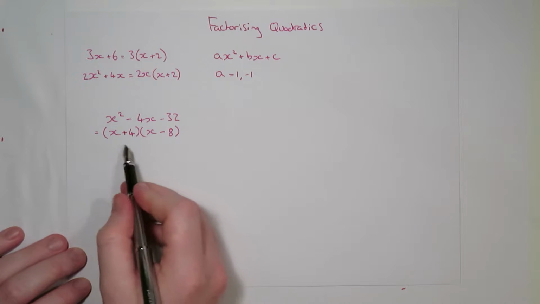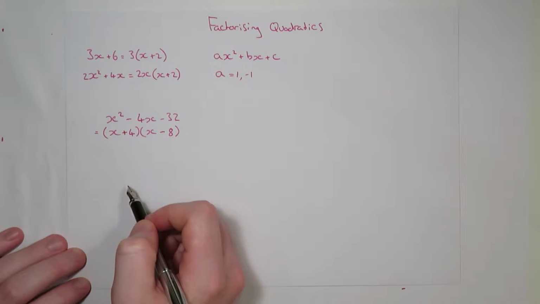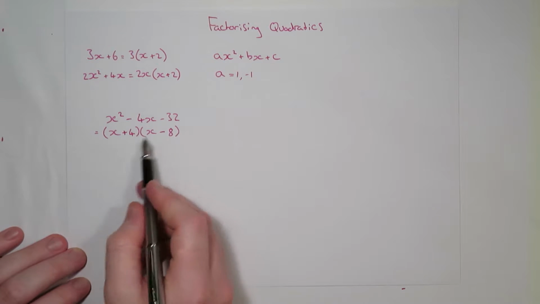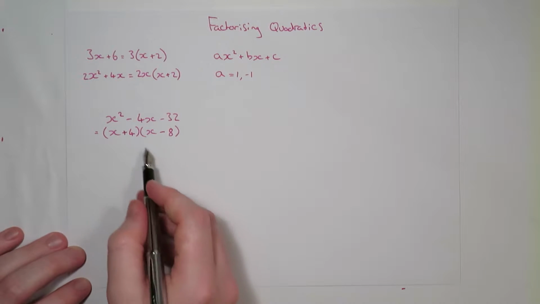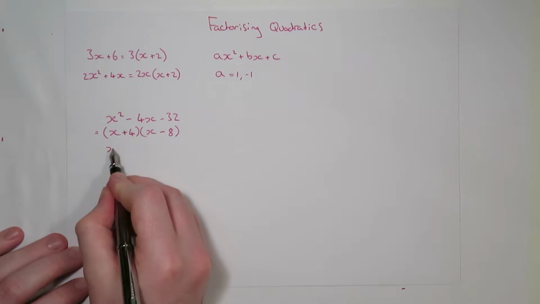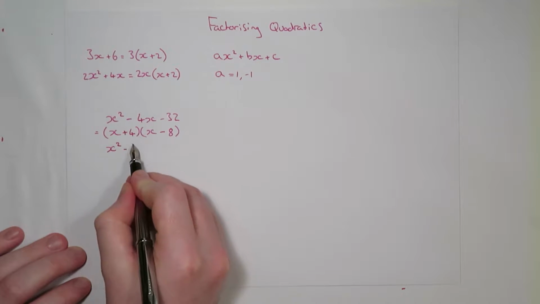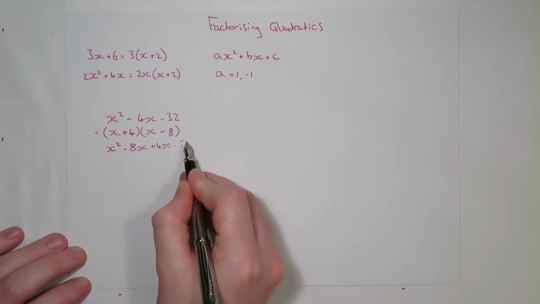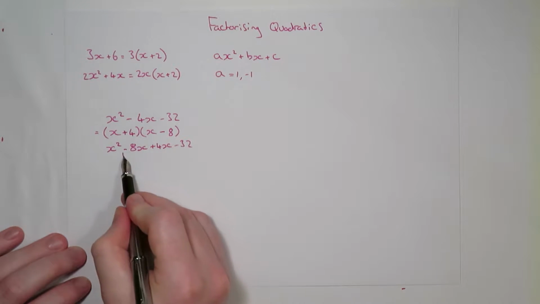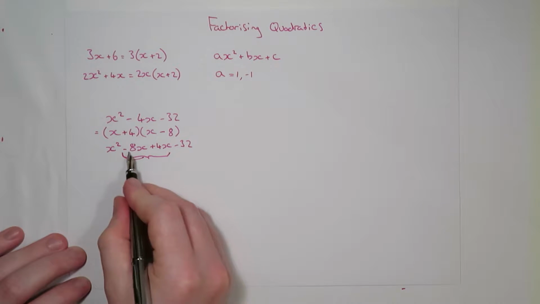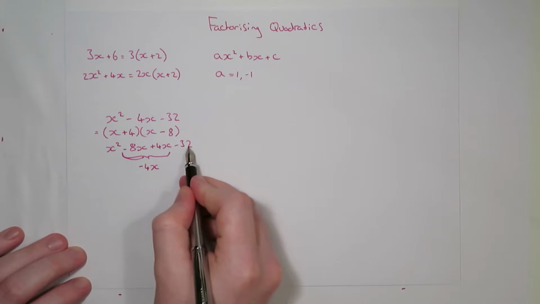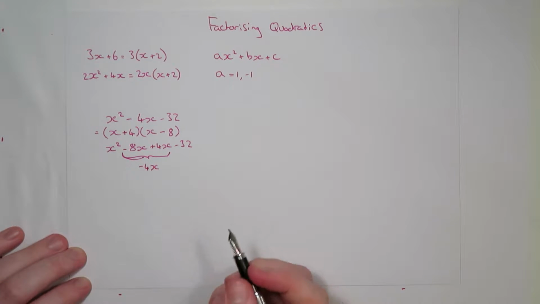Now if you're unsure, what you can do is multiply this out, and for the purposes of this video I'm going to assume that you already know how to multiply out brackets like this. But if you multiply this out, you'll get an x squared term minus 8x plus 4x minus 32. And here this middle term is minus 8x plus 4x, which is minus 4x. So we have x squared minus 4x minus 32, which is what we were after.